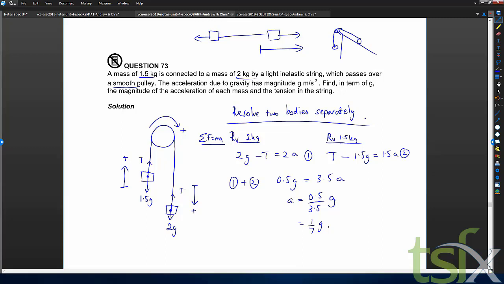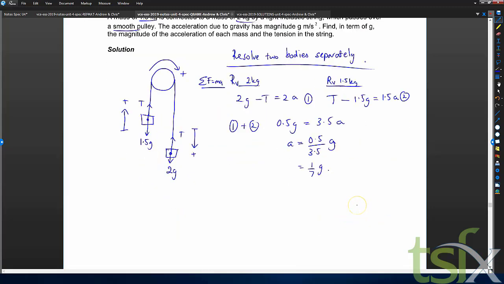So let's just check what we've got. The acceleration due to gravity is G. Find in terms of G the magnitude of the acceleration of each mass and the tension in the string. So that's our magnitude of the acceleration, G on 7 meters per second squared. Now, it said magnitude. If it just said the acceleration, that is different.